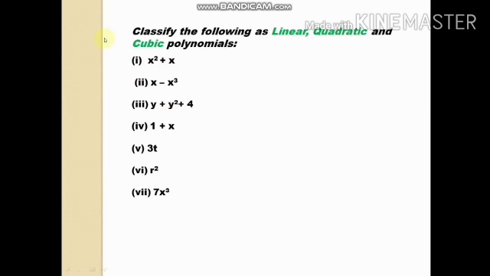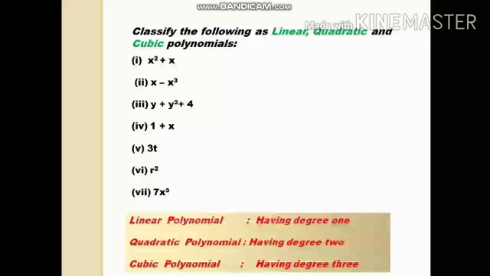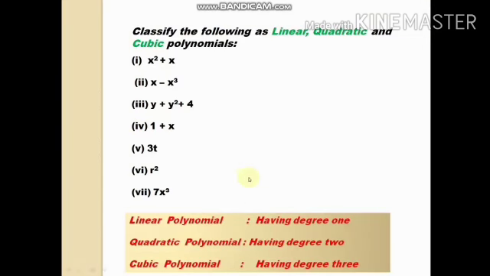Let's solve another question. Classify the following as linear, quadratic and cubic polynomials. What are these types of polynomials? Linear polynomial. A polynomial having degree 1 is called a linear polynomial, a polynomial having degree 2 is called a quadratic polynomial, and any polynomial having degree 3 is called a cubic polynomial.